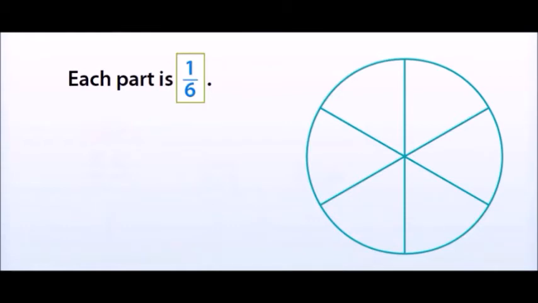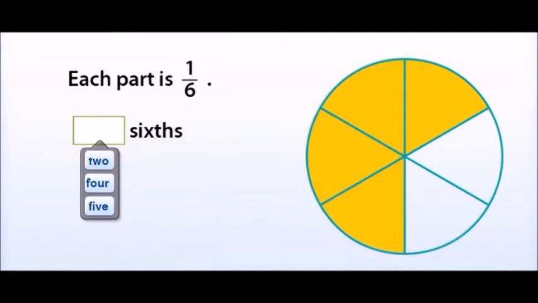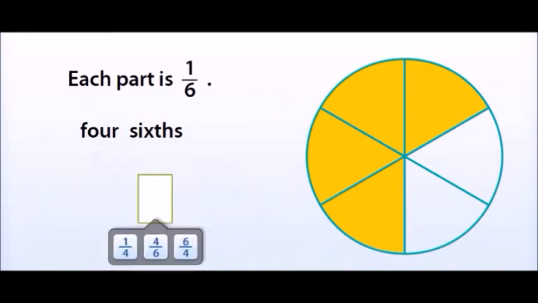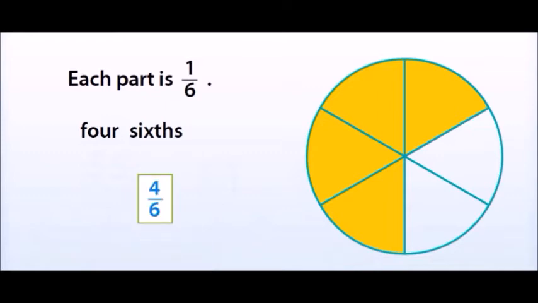Each part is 1/6, or one of 6 equal parts of the circle. Now, how many parts are shaded? 4. So 4/6 of the circle is shaded. Can you guess which fraction represents the shaded area? If you said 4/6, it's correct. 4 of 6 equal parts are shaded.